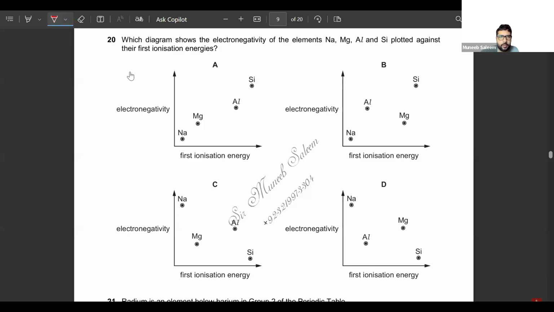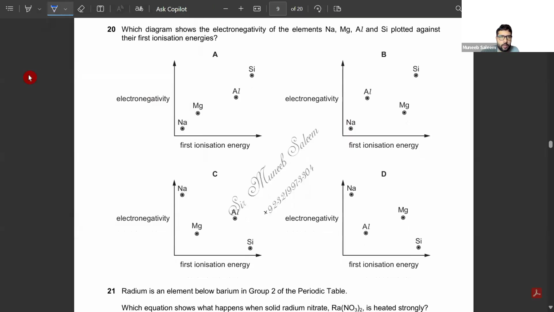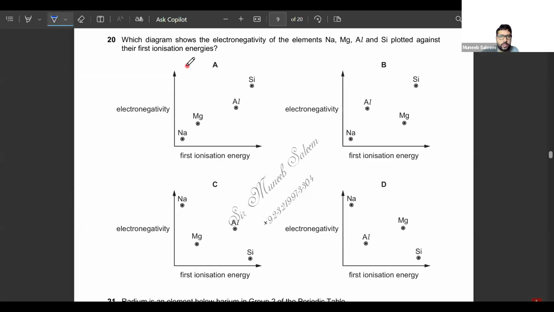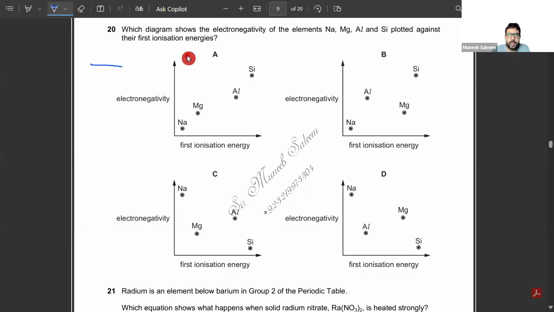Now, question number 20. Which diagram shows the electronegativity of the elements plotted against ionization energy? We need to recall the trend of electronegativity. All the elements are of period 3, so we will just discuss the trend across a period. Moving across a period from left to right, electronegativity value increases.